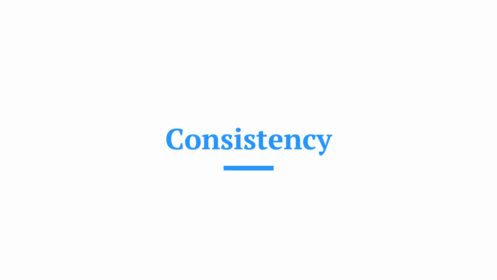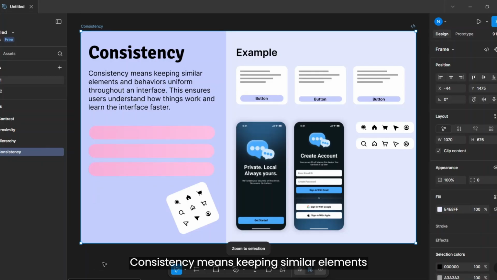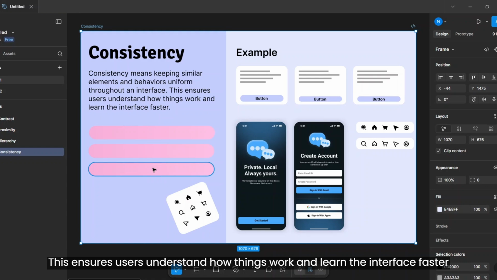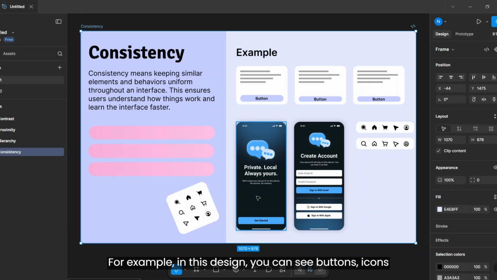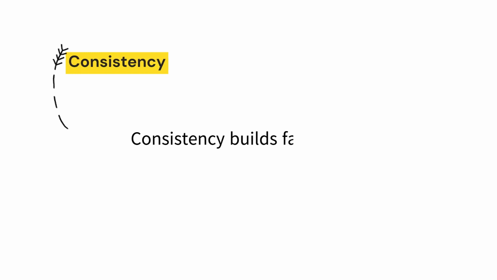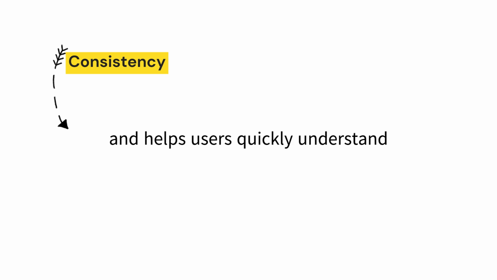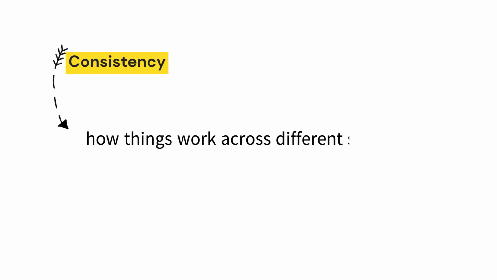First, we have consistency. Consistency means keeping similar elements and behaviors involved throughout an interface. This ensures users understand how things work and learn the interface faster. For example, in this design, you can see buttons, icons following the same style, size, spacing, and color. This makes it clear how to interact without second guessing. Consistency builds familiarity, reduces the learning curve, and helps users quickly understand how things work across the different screens.